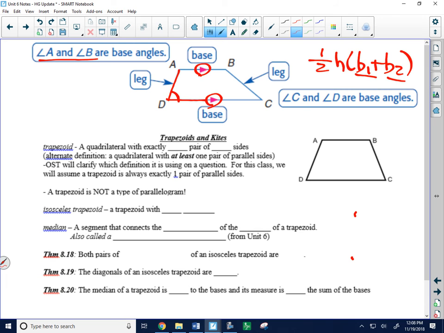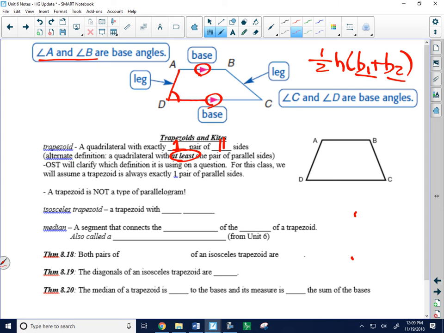Okay, there we go. So let's write down the definition of trapezoid: exactly one pair of parallel sides. Now I have to throw in that this is new this year. They want us to stress definition versus properties. Definition: one set of parallel sides. Now they also want you to know that there could be a second definition of a trapezoid in which they say at least one pair of parallel sides.